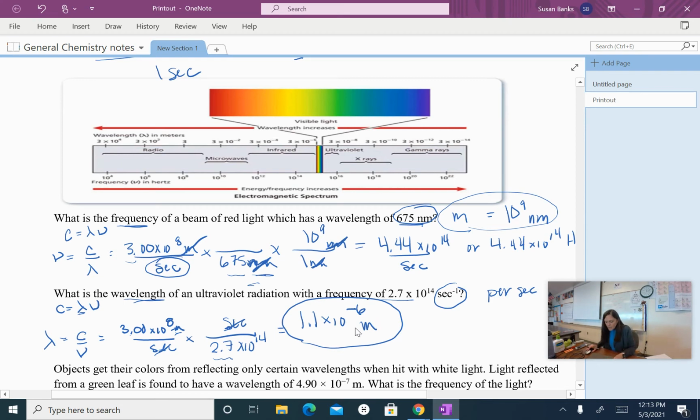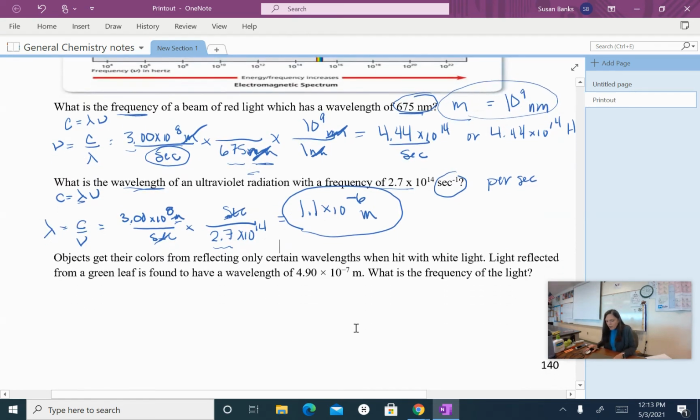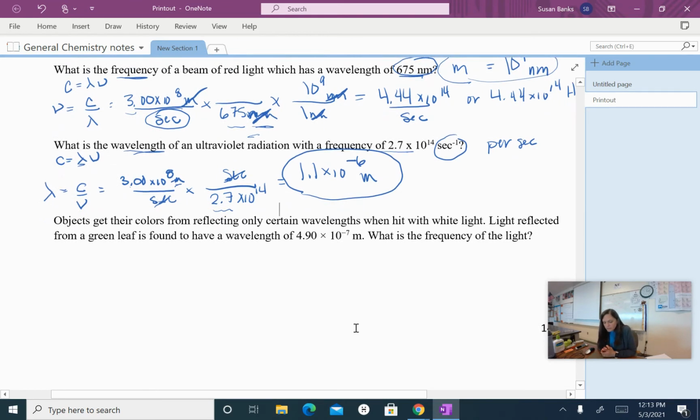Okay? Now, objects get their color from reflecting only certain wavelengths. So for example, my sweater that I'm wearing today is blue. So it's actually absorbing all the wavelengths in the visible light spectrum except for blue. And it's reflecting the blue to you so that you can see the blue. And that's what's going on in your eyes.